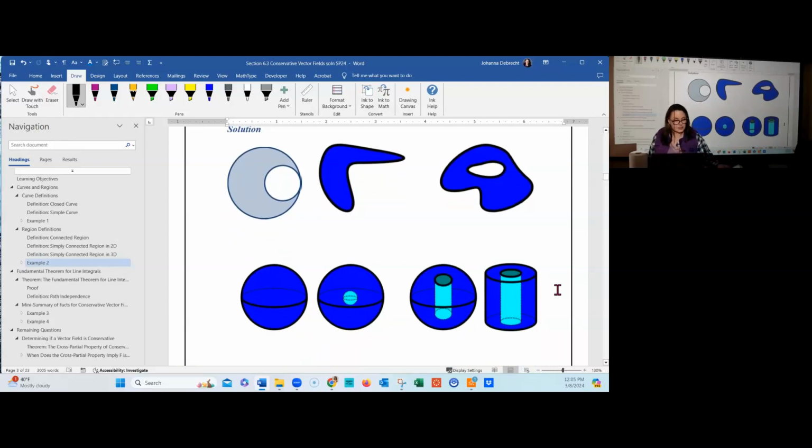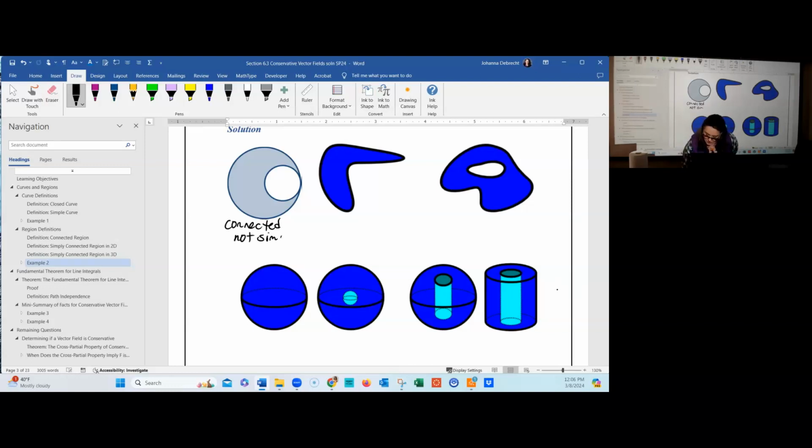The first one is a circle with a hole in the center of it. Because it has a hole in the center of it, then we know that it cannot be simple. So is it connected? Take any 2 points in the blue shaded region. Can you move from that point to another point in the blue shaded region without touching the white? The answer is yes, you can. So this region is connected, but not simple. Let's go ahead and make note of that now.